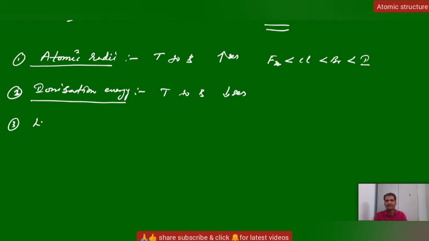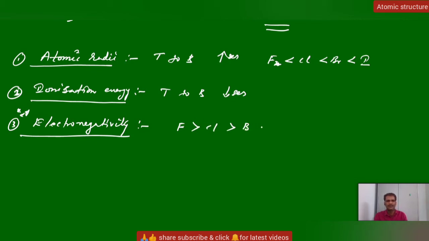Then electronegativity. This is very important, the electronegativity order. Top to bottom electronegativity decreases, but fluorine is the highest electronegativity element overall in the periodic table. Then after that chlorine, bromine, iodine. This order is important. Electronegativity order, top to bottom decreases.